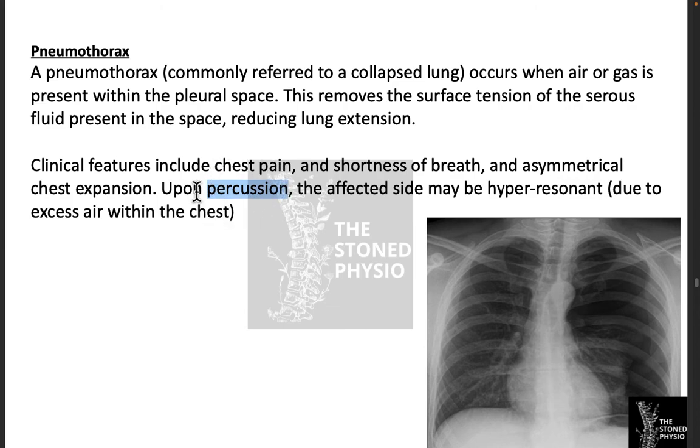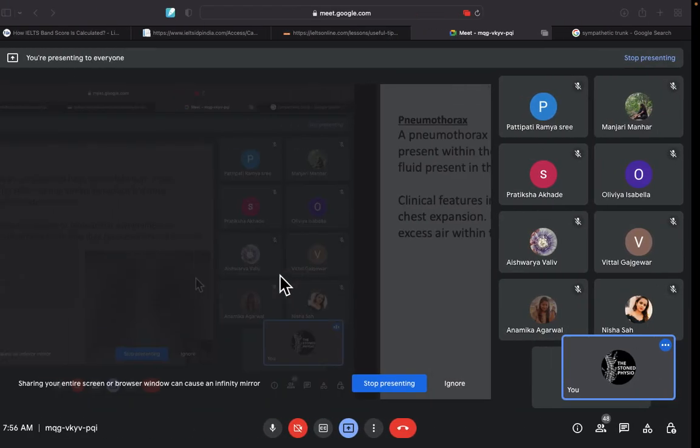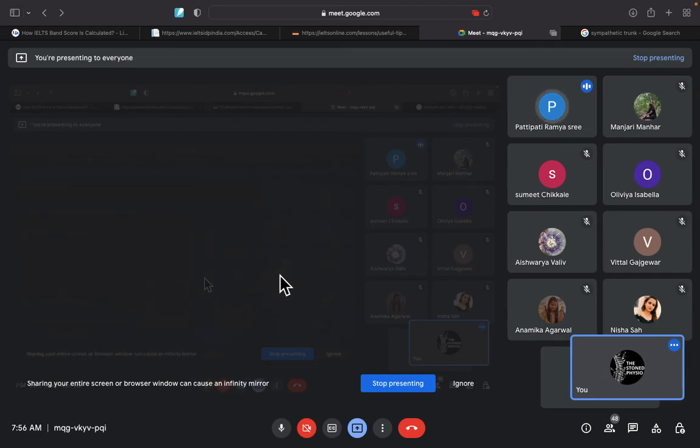What is percussion? Percussion is basically a process. We can use it to hear certain sounds of the lungs, right? We can just tap on the thoracic region, and we can hear it, and that is called percussion.